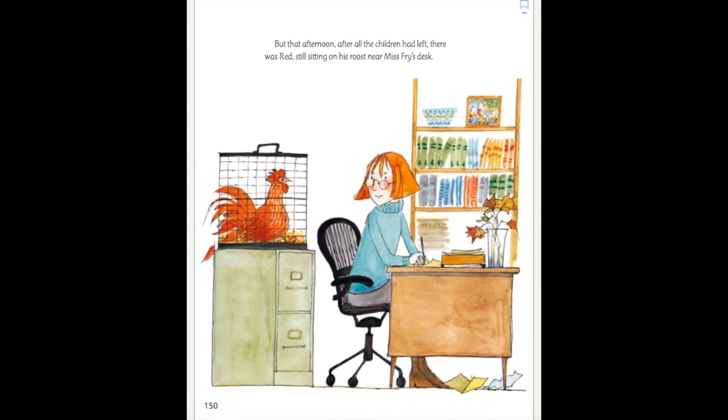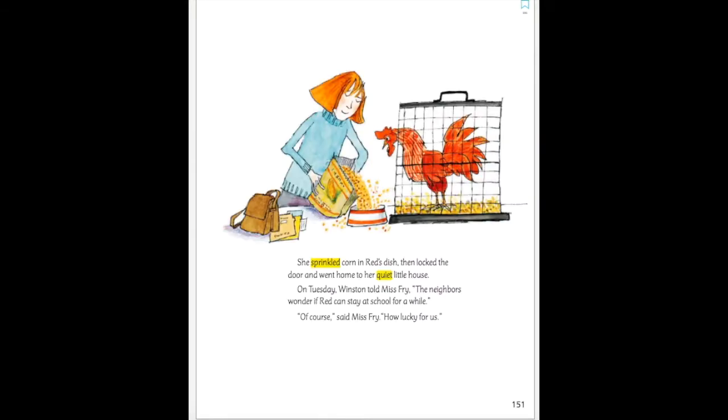But that afternoon, after all the children had left, there was Red, still sitting on his roost near Miss Fry's desk. She sprinkled corn in Red's dish, then locked the door and went home to her quiet little house. On Tuesday, Winston told Miss Fry, "The neighbors wonder if Red can stay at school for a while." "Of course," said Miss Fry. "How lucky for us."